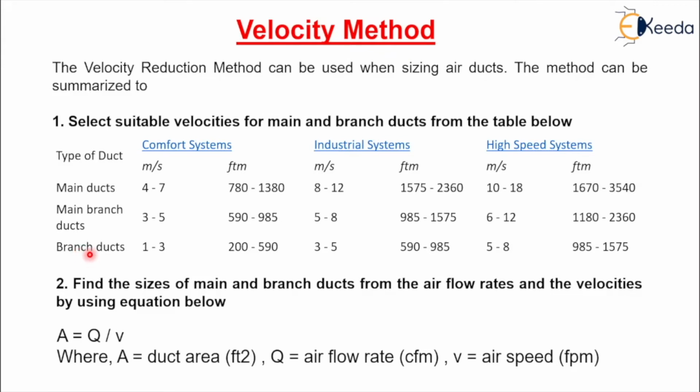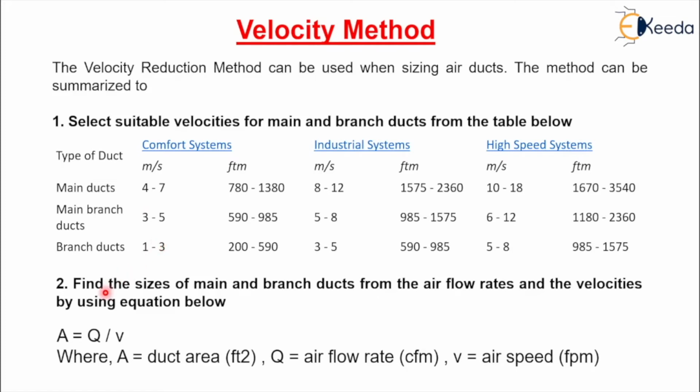So we have to select the velocity for main and branch ducts from the table below. We will see this table and select the velocity. Before selecting the velocity, we have to consider these three points, because we have to see for which system we are selecting the velocity: either a comfort system, an industrial system, or a high speed system. We have to check these parameters and accordingly select the velocity. This is the first step.